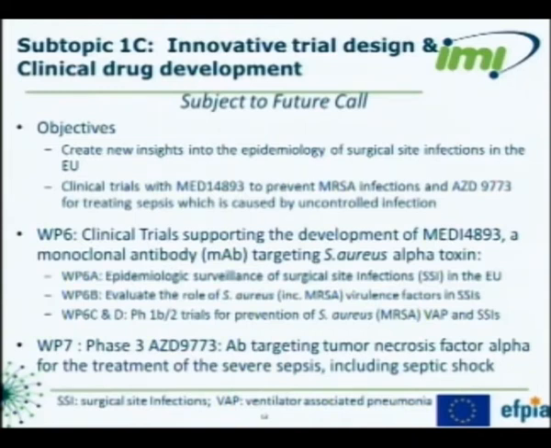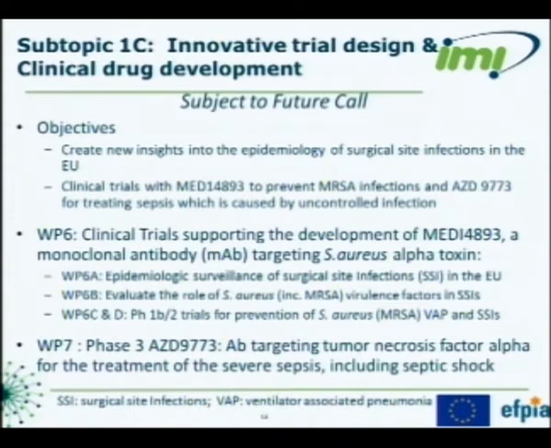The second objective is to evaluate two antibodies, one to study its ability to prevent MRSA infections, and the other for the treatment of sepsis. So the two work packages here: work package 6 is focused on the Staph aureus monoclonal antibody.